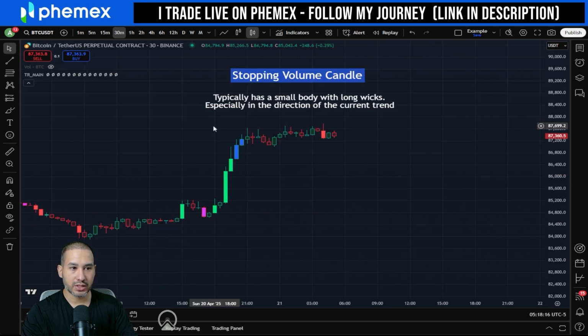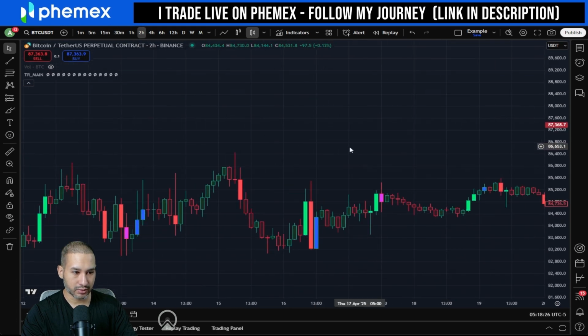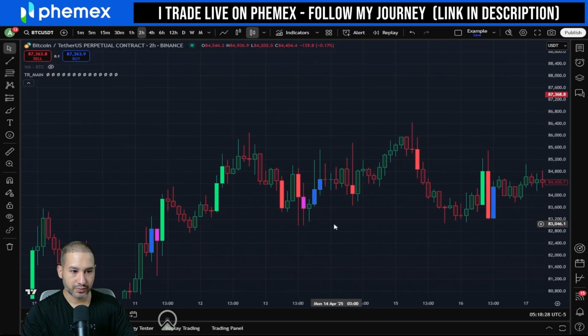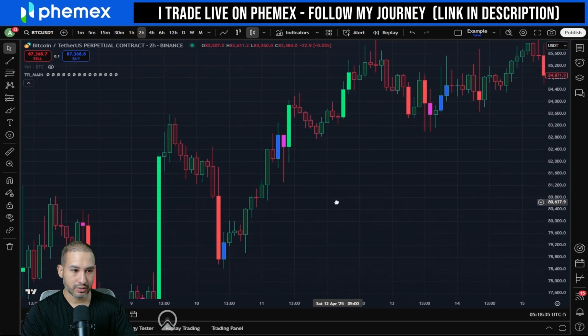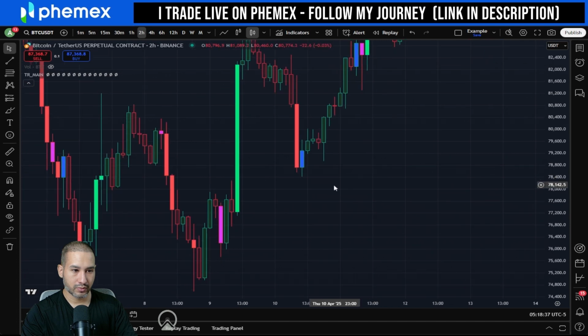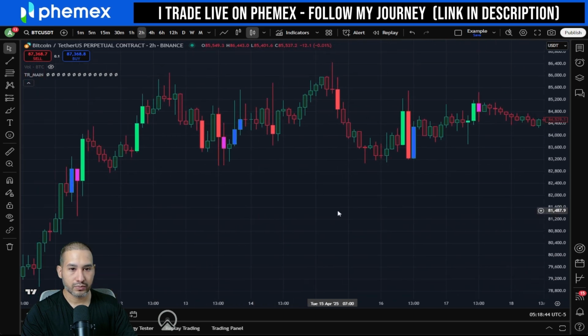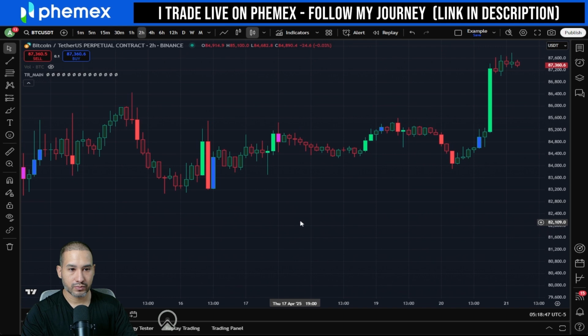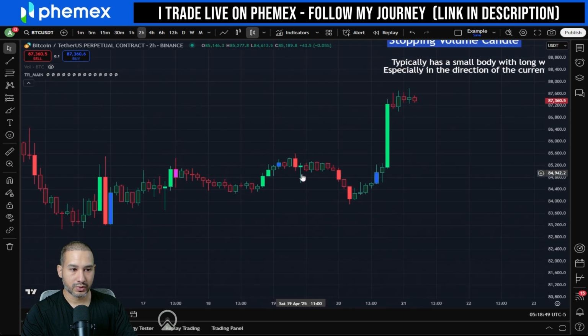Alright, next up we have the stopping volume candle. Typically it has a small body with long wicks, especially in the direction of the current trend. So if I go to the higher time frame, I'm sure I can locate some of them. So we have one here. Notice how it has a small body with a long tail or a long wick. We also have one right here. We have one right here.